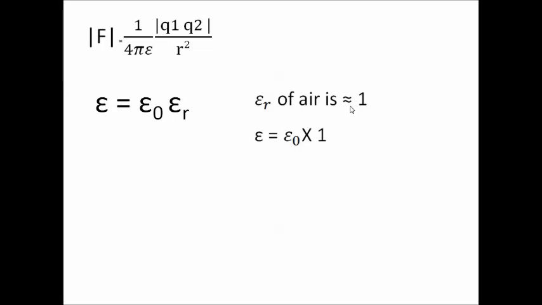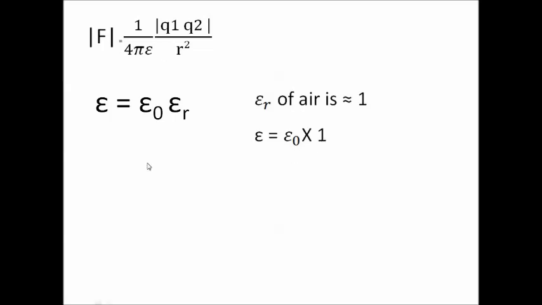Actually, the experimental value of epsilon r of air is 1.0006. So we can take the value of epsilon r approximately equal to 1. Now substituting the value of epsilon r here, you will get the electric permittivity of air is equal to epsilon 0 into 1. That is, in the case of air, instead of epsilon, you can simply substitute epsilon 0, since the value of epsilon r of air is 1.